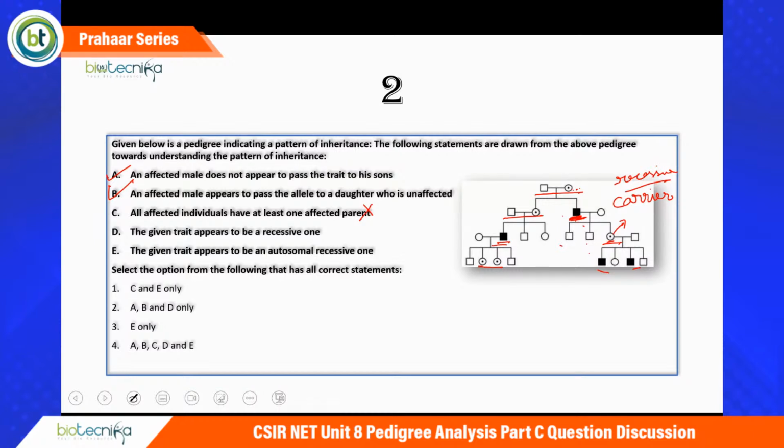And it is always passing from affected father to the daughters. Okay, and daughters are becoming carriers, which can again be true for X-linked recessive traits. So it is recessive and it might be X-linked. It may not be autosomal, because as far as the pedigree chart is given, we don't see any passage from father to sons, and it is always passed from father to daughter. So statement D is correct, but E is not.